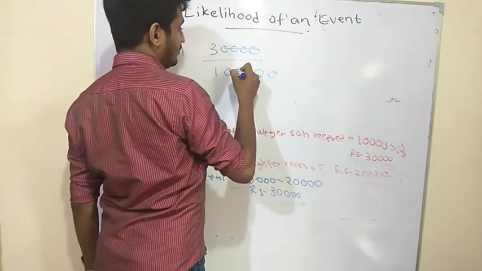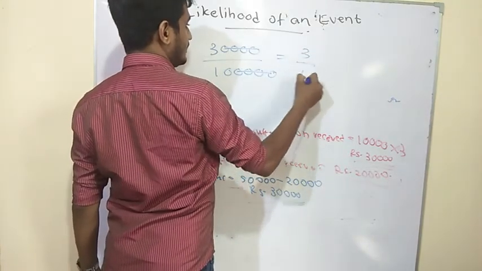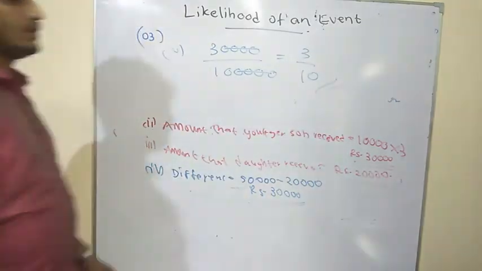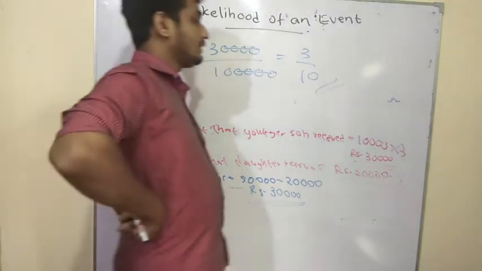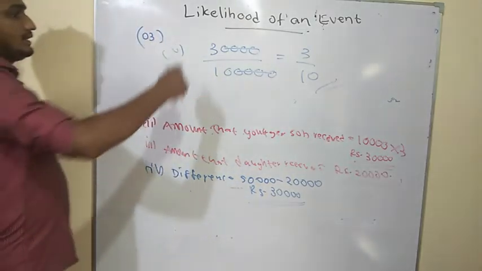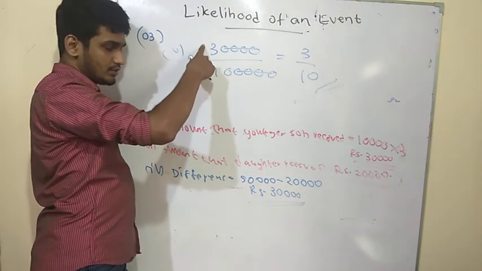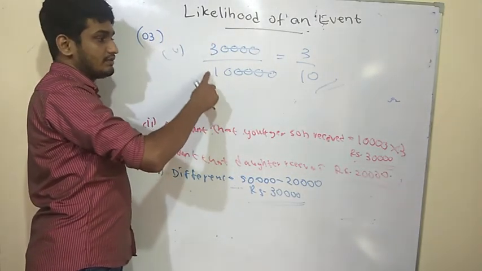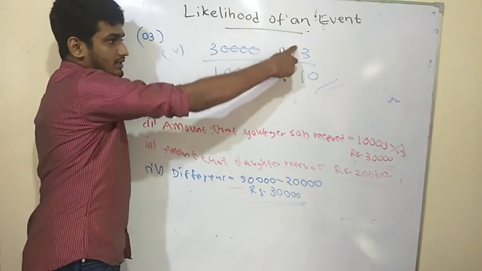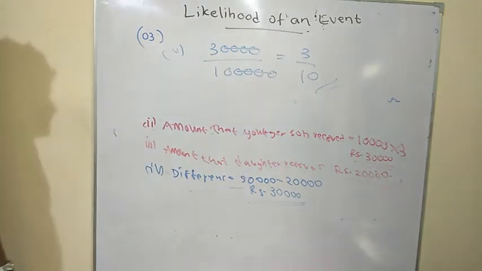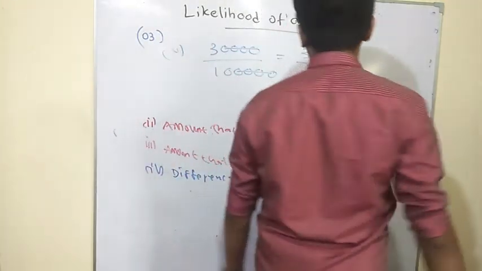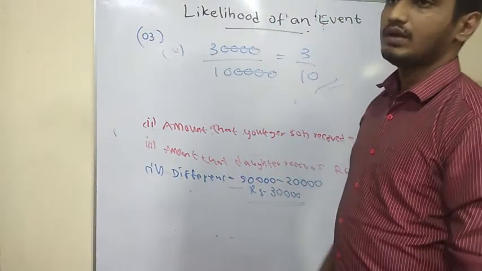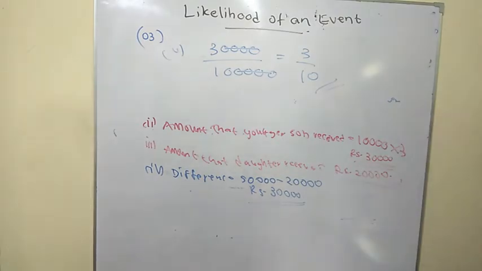You can see the zeros cancel. The answer is 3 over 10. The amount that the younger son got was 30,000 rupees. The total money that the father shared was 100,000 rupees. So the fraction is 3 over 10.